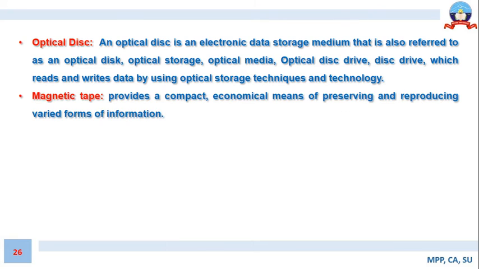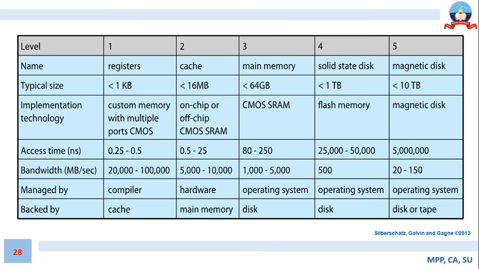Then we have magnetic disks. These are the slowest of the memory types. They provide a compact, economical means of preserving and reproducing various forms of information. All of us have seen magnetic tapes that are capable of storing information in terms of songs and videos and so on. This is the least expensive of all the memory storage devices.